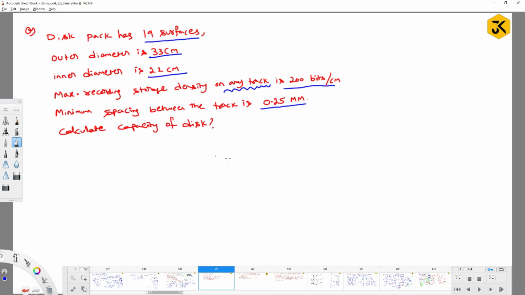Again, this looks like the same earlier problem, right? But here there is a slight difference in terms of this particular point.